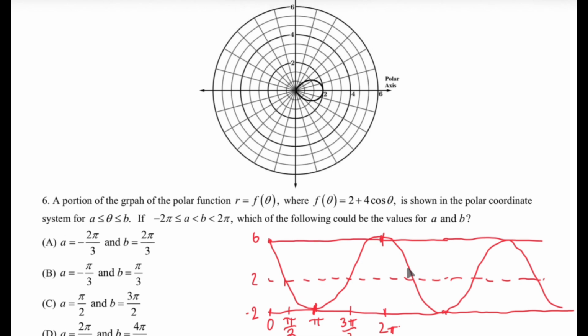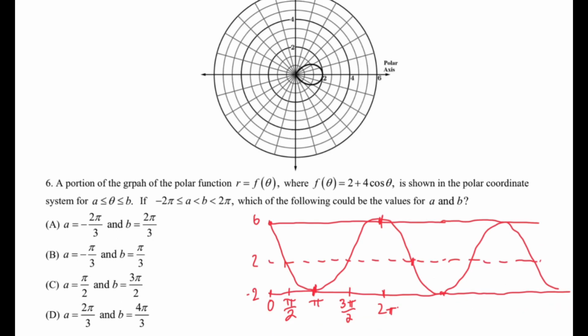So now we can keep continuing this. So 2 pi plus pi over 2, that's going to be 5 pi over 2. But this is above 2 pi, so I'm just going to stop it there.